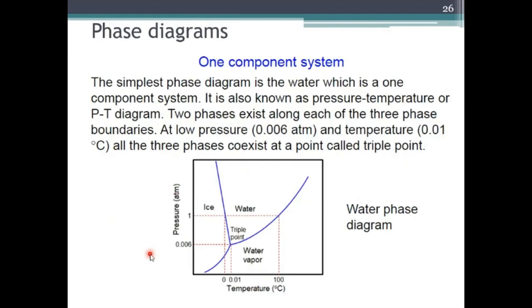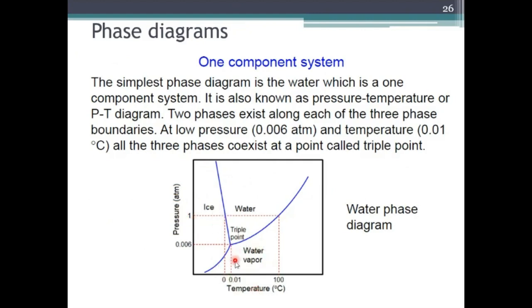The first type of phase diagram is a one component system. A one component system is the simplest form of phase diagram, having only one component. As I told, we have pressure along the y-axis and temperature along the x-axis. When water is heated above 100 degrees Celsius, it becomes vapor. When it is brought below zero degrees Celsius, it becomes ice.